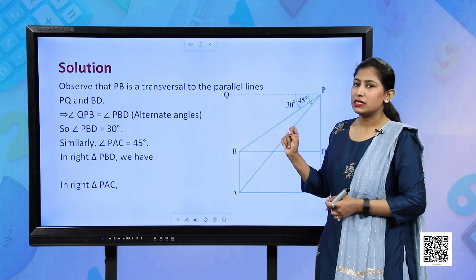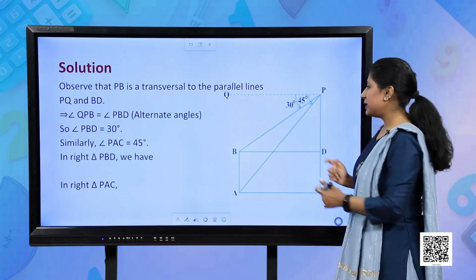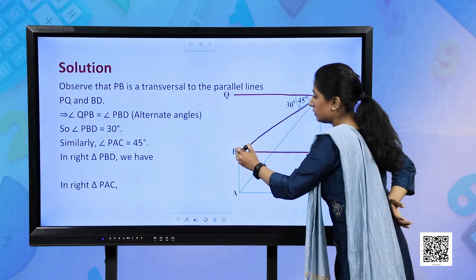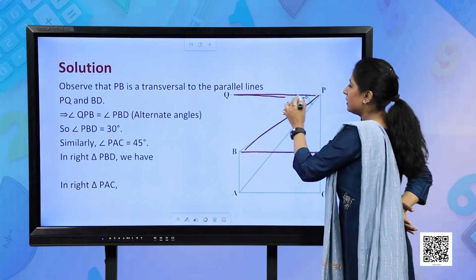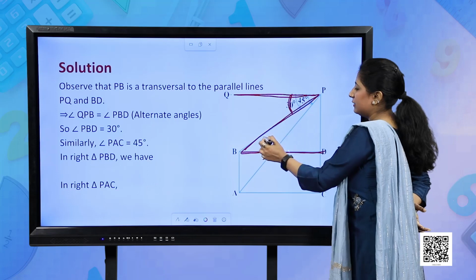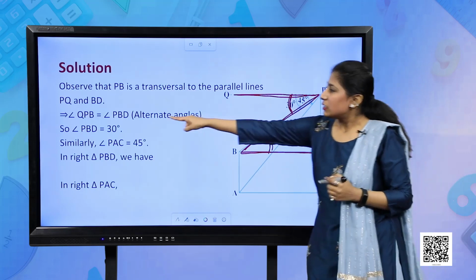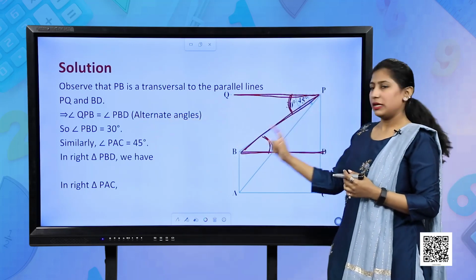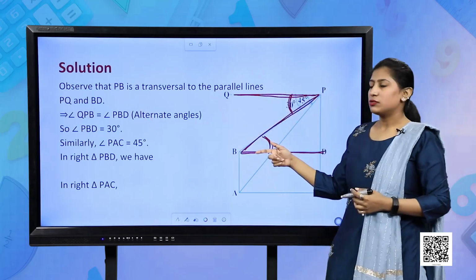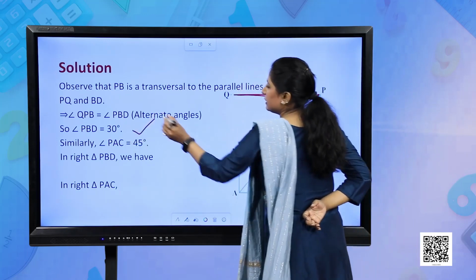Observe that PB is transversal to the parallel lines PQ and BD. PQ and BD, these are what? Parallel lines, right? And this PB is transversal. So here you can see that with this red colored pen, I have made a Z-like figure, which means that this and this pair forms alternate interior angles. So this angle QPB will be equal to angle PBD. These two angles will be equal. So that means we have found angle PBD equal to 30 degree.